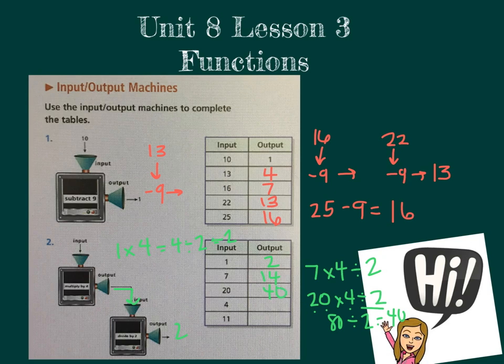And the next one, they have 4. So they would be doing 4 times 4, and then divided by 2, since it's a two-step machine here. 4 times 4 is 16, divided by 2 is 8. And then 11 times 4, 11's the last one in our table, and the second step will be dividing by 2. Well, 11 times 4 is 44, and then 44 divided by 2 is 22.